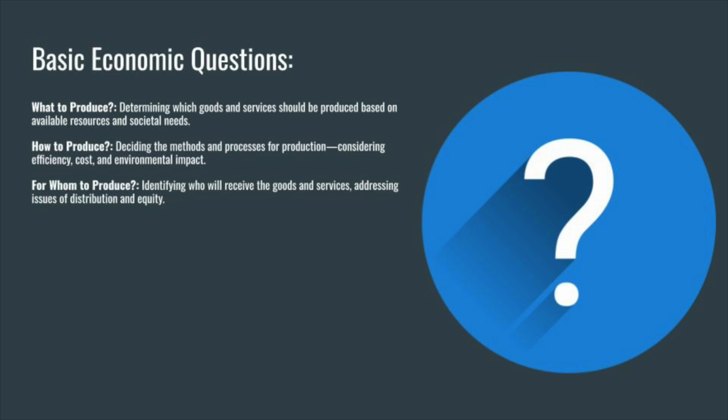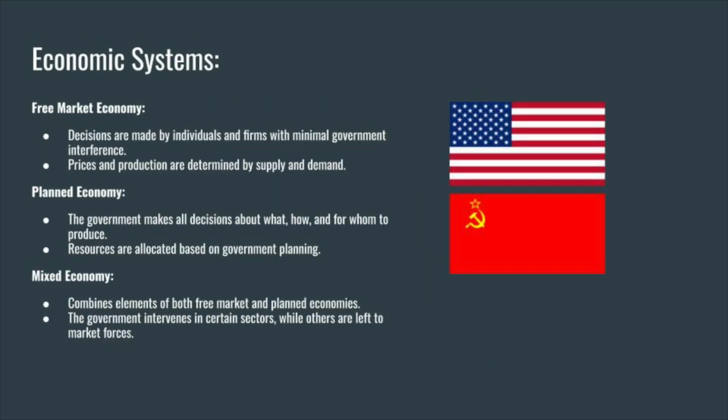What to produce? What goods and services should be produced given limited resources? How to produce? What methods should be used to produce these goods and services efficiently? For whom to produce? How should the goods and services be distributed among people? These questions can be answered through different economic systems.